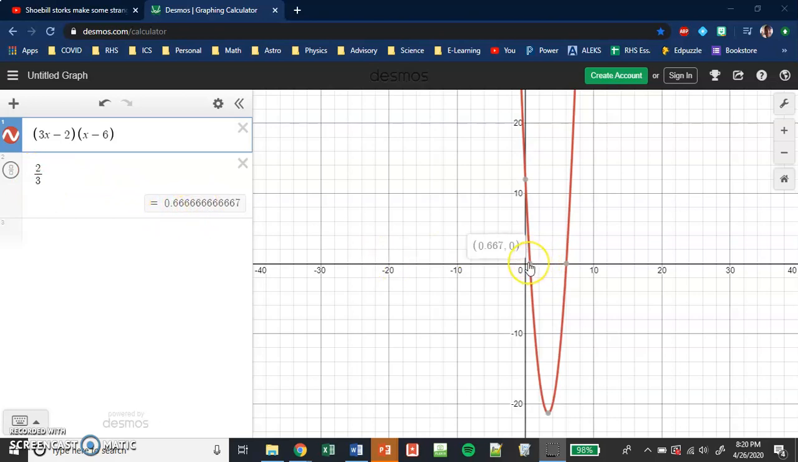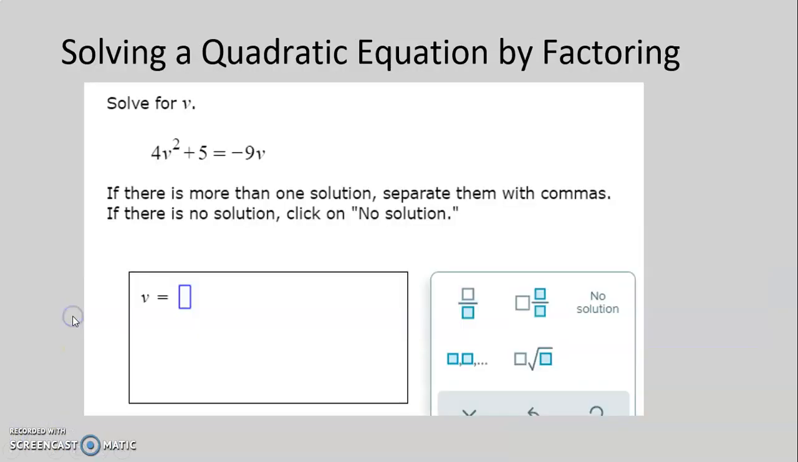Let's double check this one. Yep, we get 0.6 repeating. It's just rounding there to get that 7. And then the other one we said should be x equals 6, and there you go. It is x equals 6. That's where it crosses. So in fact, what we're doing is finding where the parabola associated with this formula crosses the x-axis. All right, moving along.